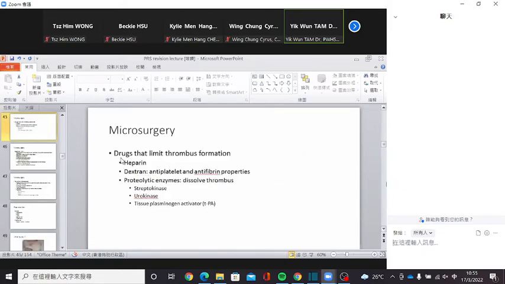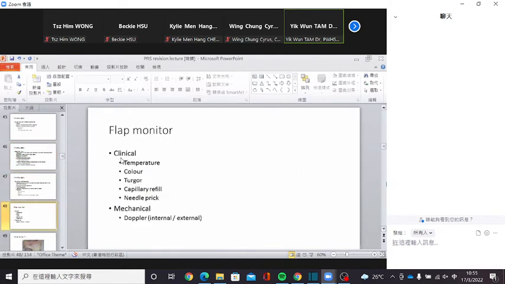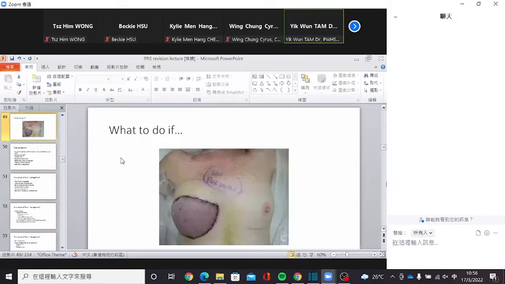I think that may be a bit beyond your level as medical students. But for this one, flap monitoring. Even though you do not know how to do a free flap surgery or the technical parts of it, as an intern in surgery, I think you should be able to recognize whether a flap is failing. There are a few parameters we monitor for a flap, namely the temperature, the color, the turgor, the capillary refill, and needle prick. Of course, we can use Doppler signal to ascertain.